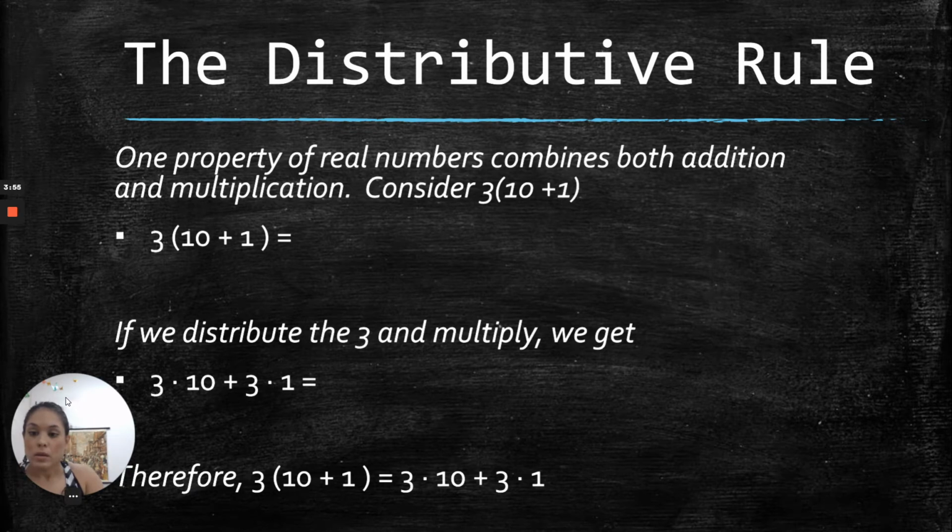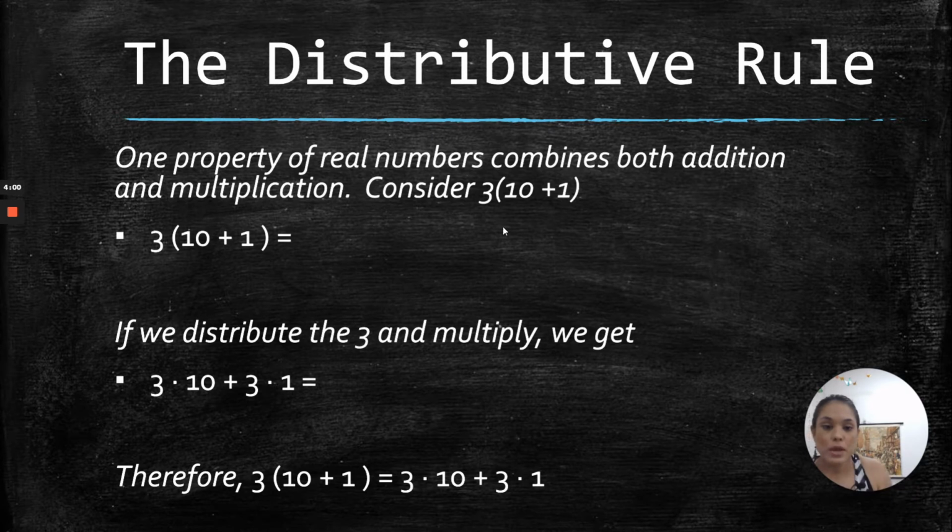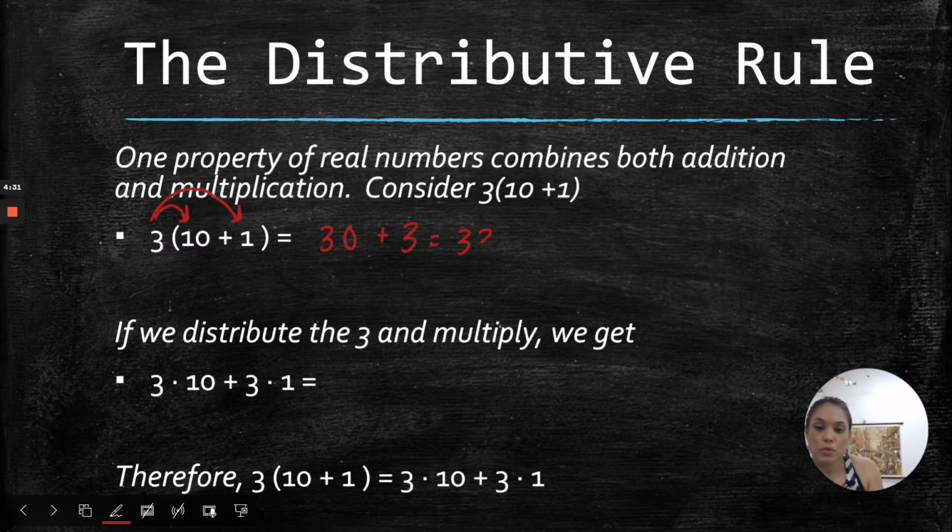Okay. The distributive rule. One property of real numbers combines both addition and multiplication. Consider 3 times (10 plus 1), what's in parentheses. So, to distribute this, we would take the 3 and distribute it to each number in parentheses. So 3 times 10 is 30, plus 3 times 1 is 3, which equals 33.